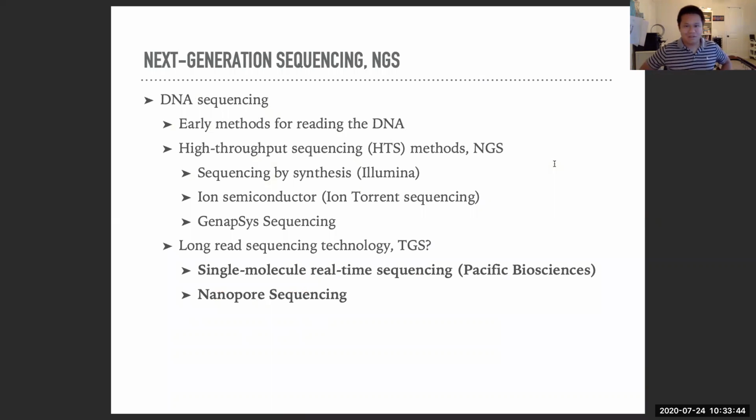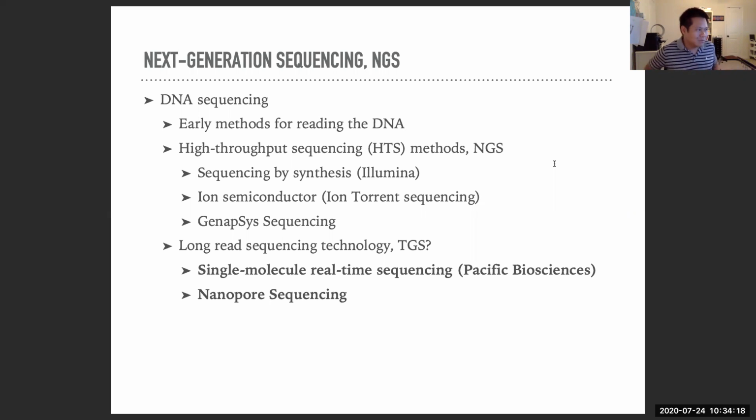So we're going to talk about next generation sequencing, NGS. Mainly when we're talking about NGS, we are saying DNA sequencing, because even if you are doing RNA-seq, the RNA will be transformed into DNA to do sequencing. The early method for reading DNA, you probably know, is Sanger sequencing, and that was called the first generation of sequencing.